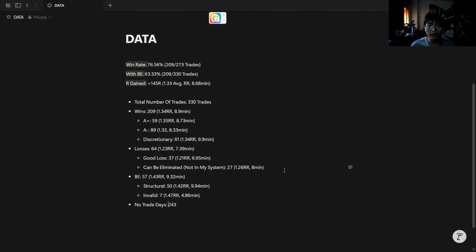And really high win rate with a decent RR. And just for me personally, I'm that type of trader. I'd rather have a high win rate with lower RR rather than a really high RR with lower win rate. Just healthier for my psychology and overall mental.